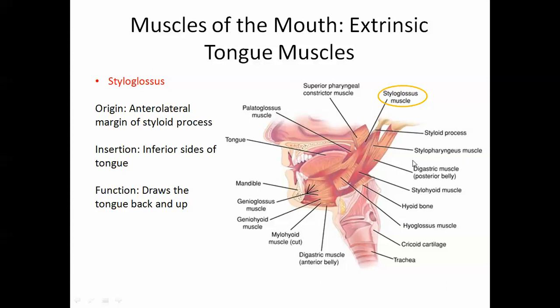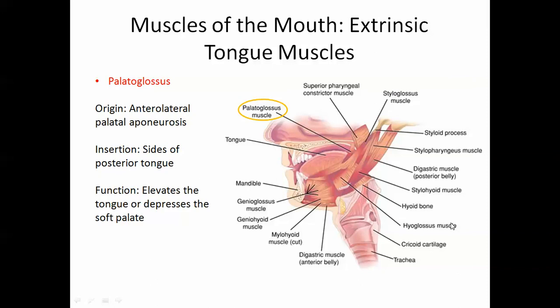Okay, so back to the styloglossus. Its origin is the styloid process, which is right here, okay? And then it's attached to the underside of the tongue, the inferior surface of the tongue. So when this muscle shortens, think of it, it's going to draw the tongue up and back. It's just going to pull the tongue towards that styloid process, which is actually right behind your ear. So I think of the styloid process as kind of like an earring behind your ear.